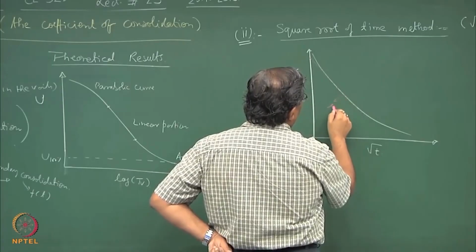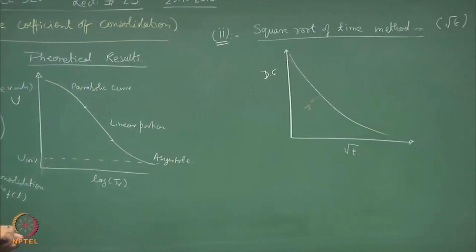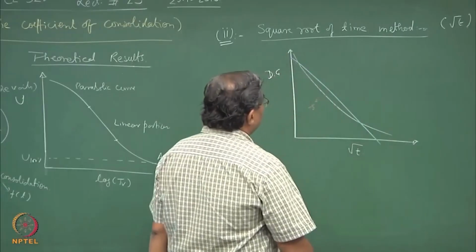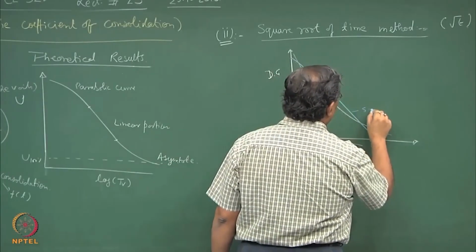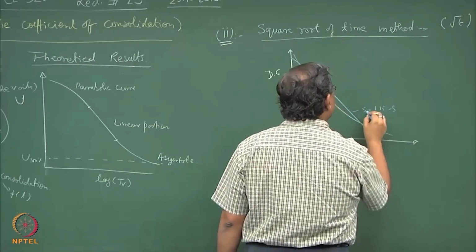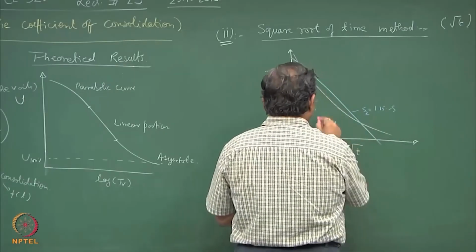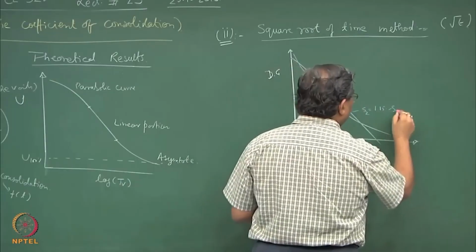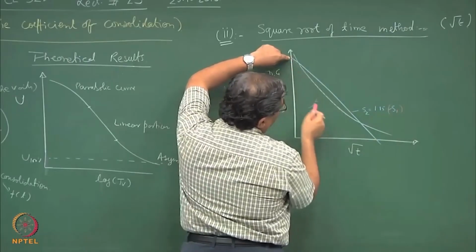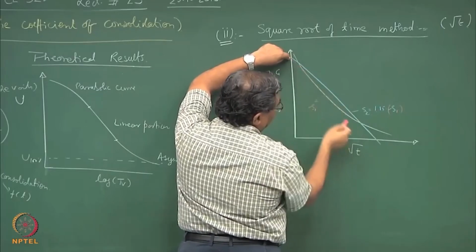If this is slope S, increment the slope by 15%. So, this is the line with slope 1.15 times small s, let us say. This is S2, this is S1. So, from this point you draw a line with slope 15% more than S1.